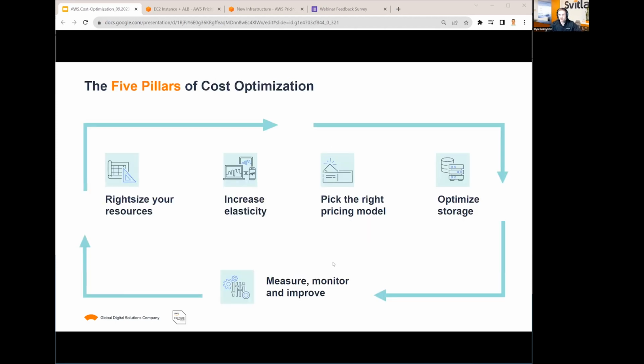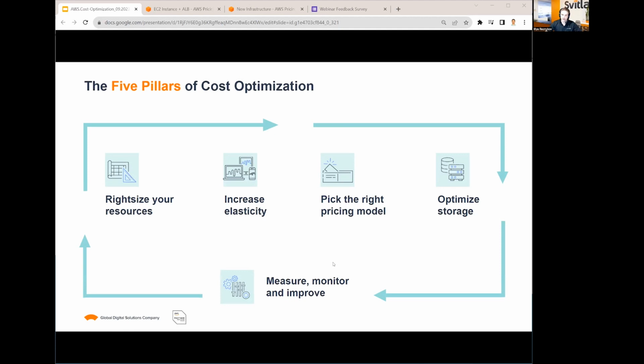Cost optimization contains several pillars. So at first, we need to right-size our resources depending on needs. We need to increase elasticity, which we mentioned previously. Resources should be added or removed based on business workloads. It could be automatic, or it could be implemented on a scheduler basis.